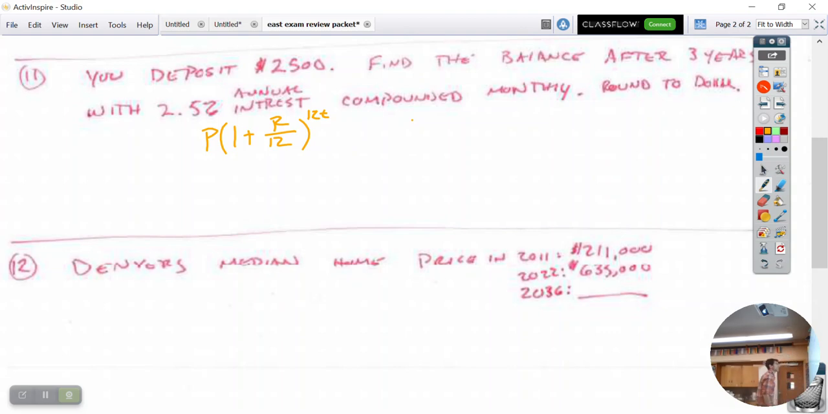So, here we go. We have $2,500 times 1 plus the rate, 0.025, divided by 12. And that's taken to the 3 years, 36. Compounded monthly. All right, so then from here.